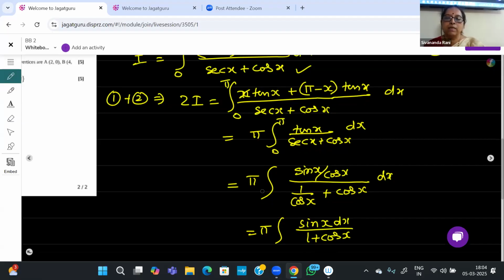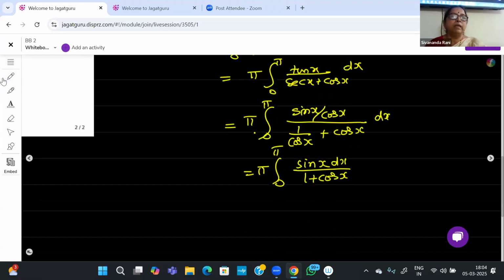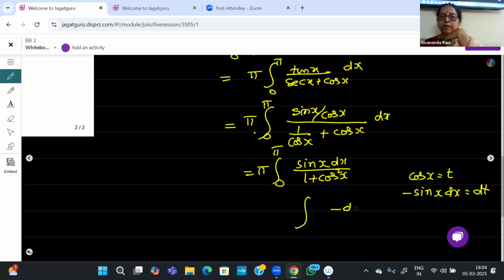dx is not destroyed. I think after that, the problem is actually cos square x in the denominator, no? I think it is inviting you to substitute cos x as t. So minus sin x dx as dt. So that the numerator is actually minus dt pi. I would like to know whether you are trying to change the limits or you are retaining the limits as such. What is your plan?